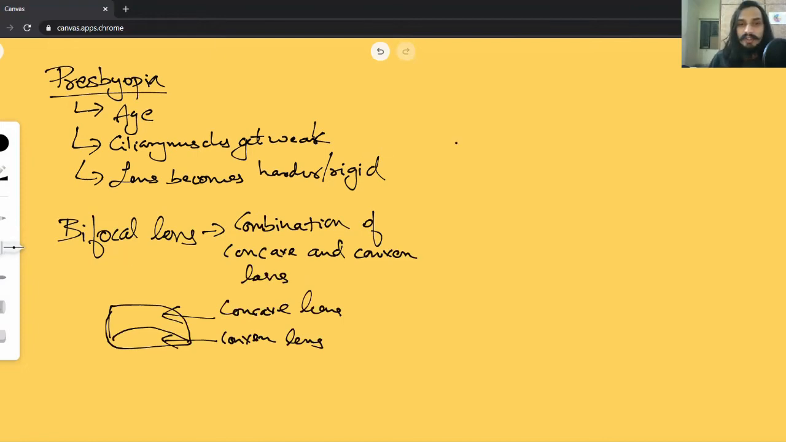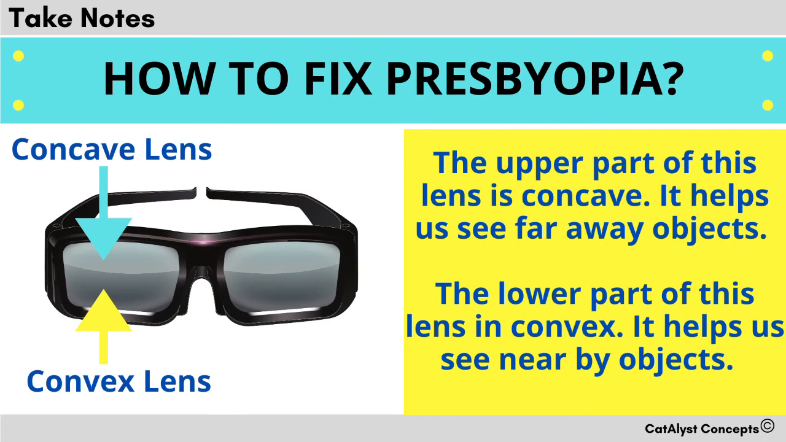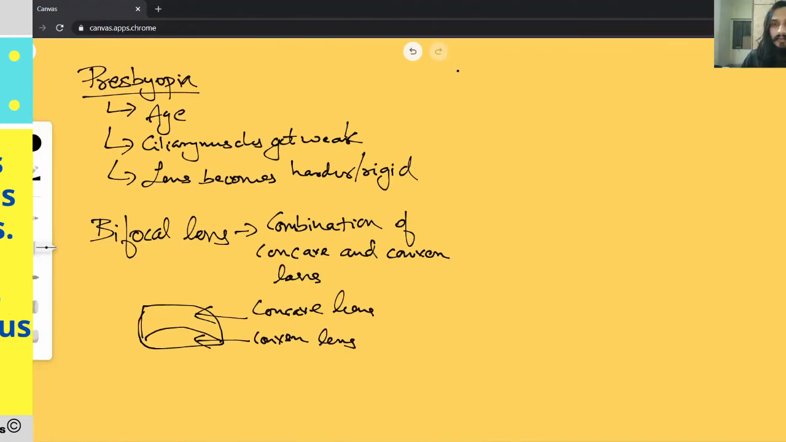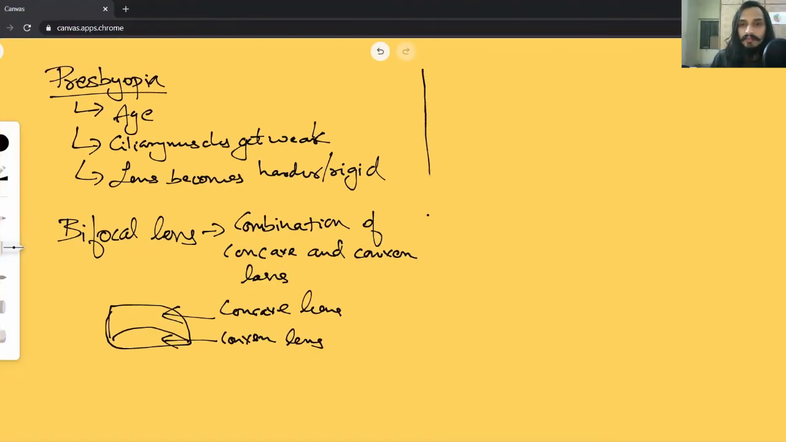So this is all about presbyopia and the type of lens that's used to fix it.